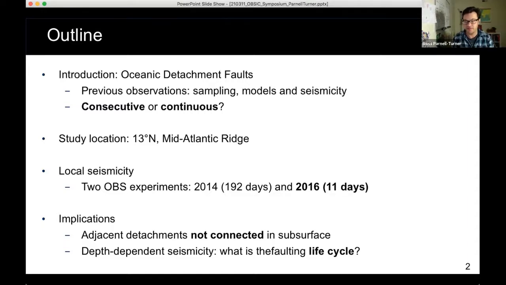And then finally, if I've got some time at the end, we're just going to take a look at the arguments about whether these detachments are connected or not in the subsurface. I'm also going to show you some evidence for depth-dependent seismicity. And then finally, we're going to have a think about whether these faults undergo some kind of life cycle that we don't really understand just yet.